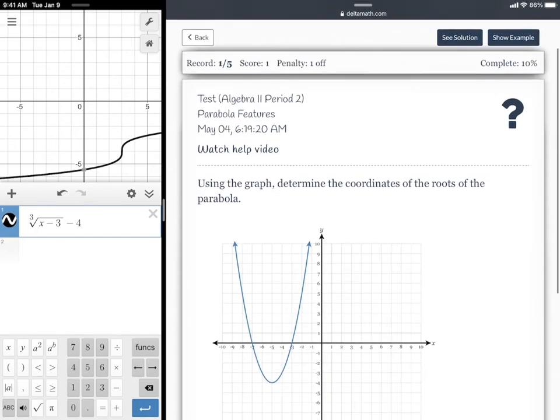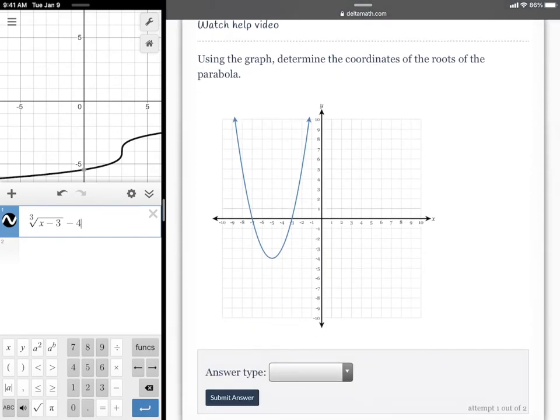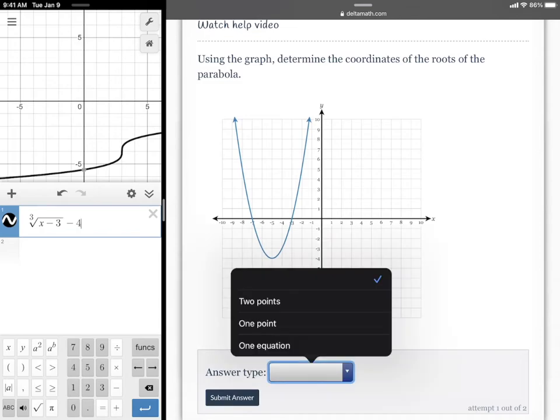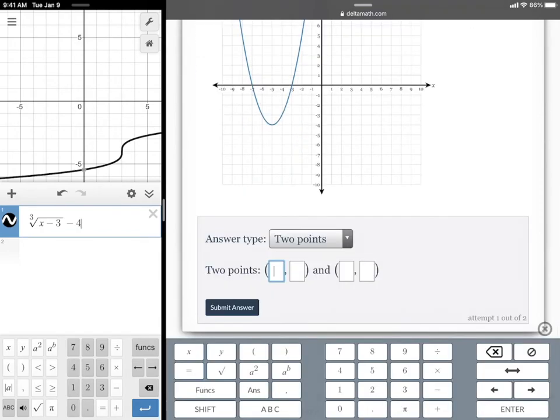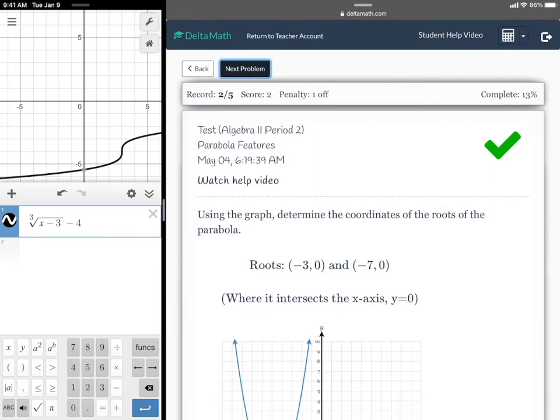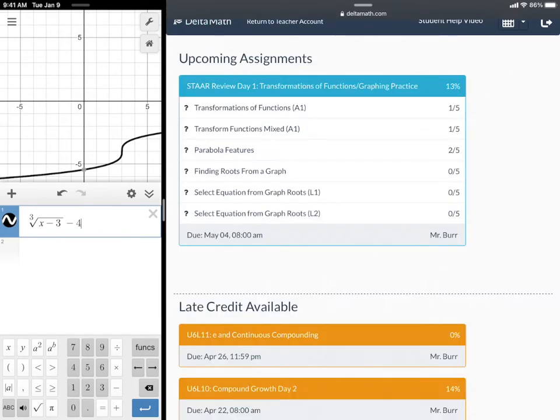The other things that it could ask is the roots of the parabola. The roots mean what values of x make y equal to 0. And so in this case, that happens at x is -7, y is 0, and at x is -3, y is 0. So that one's less of a graphing calculator assistance one and more just the vocabulary.